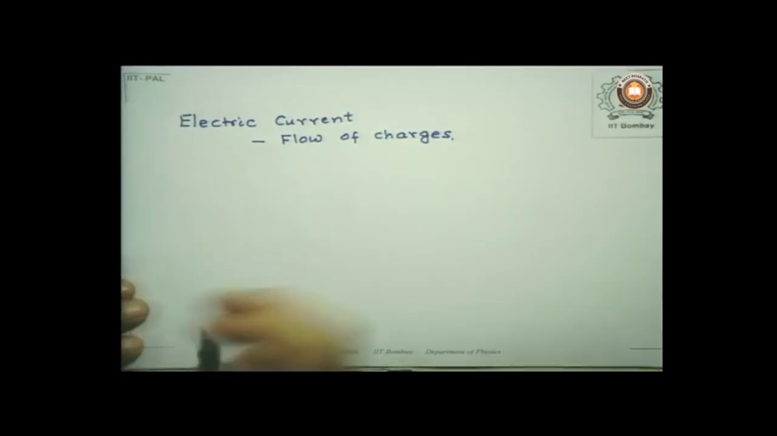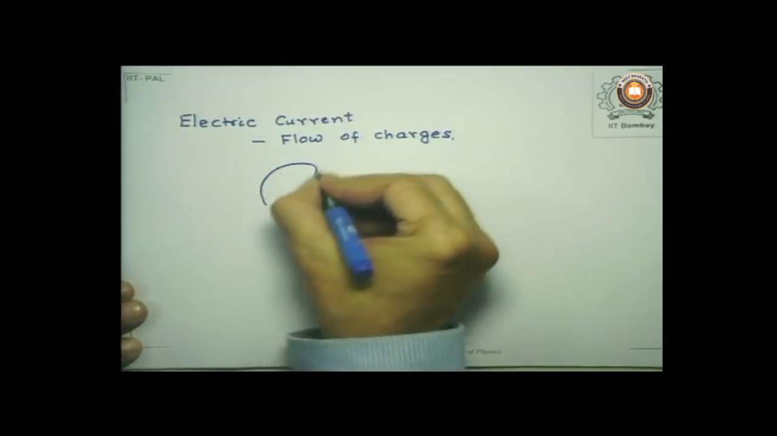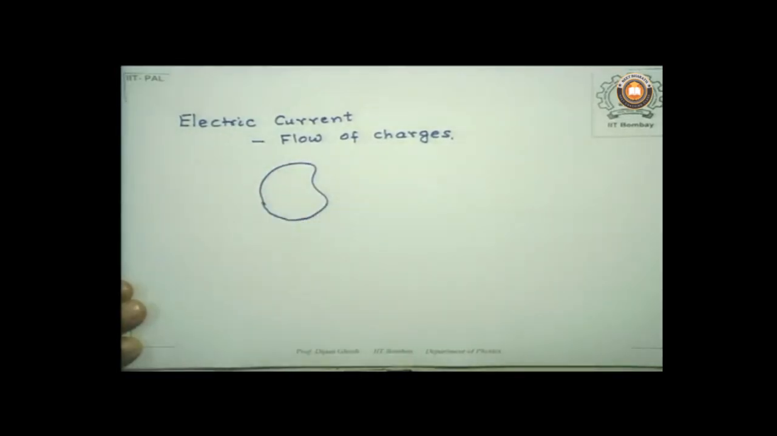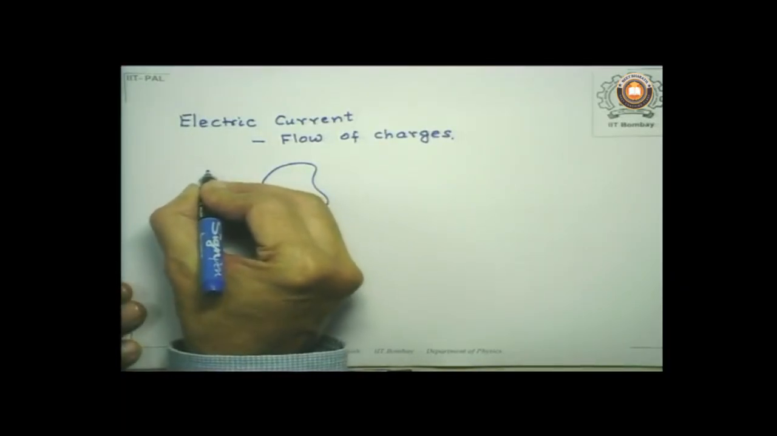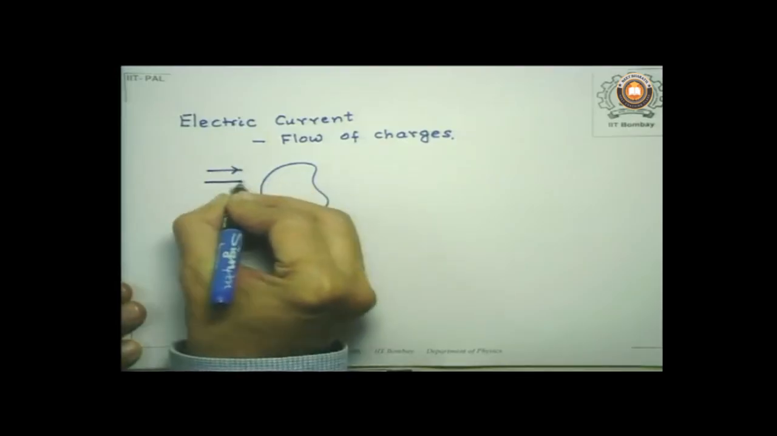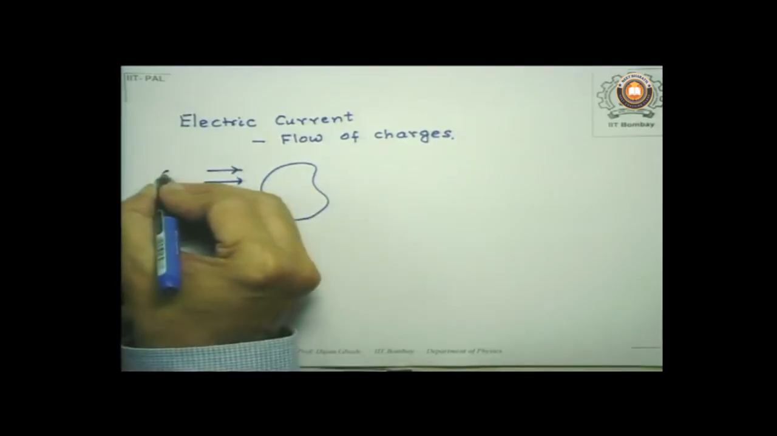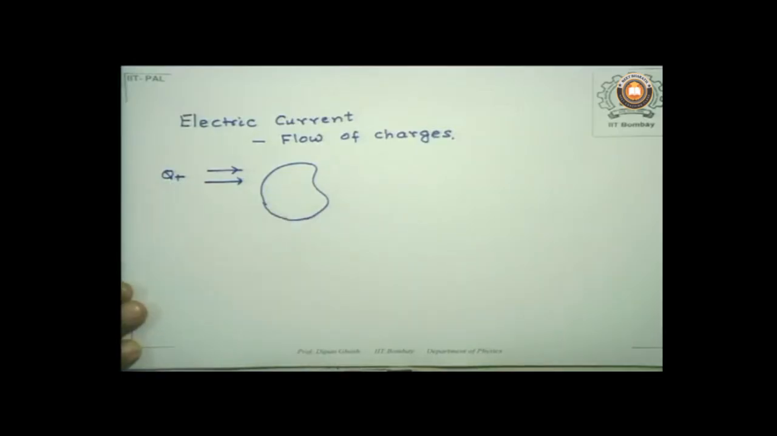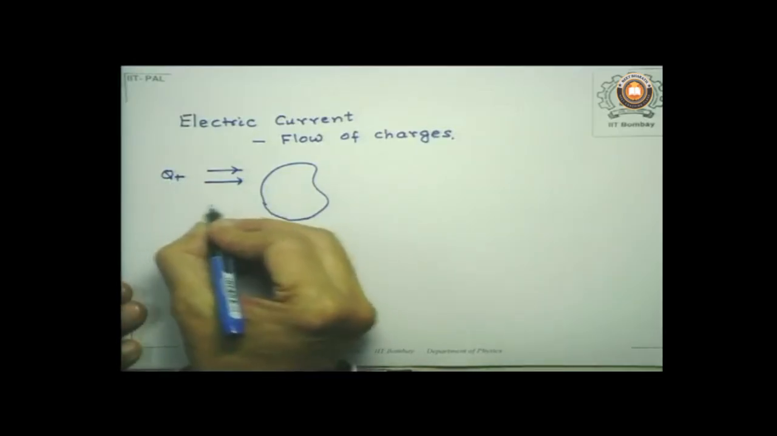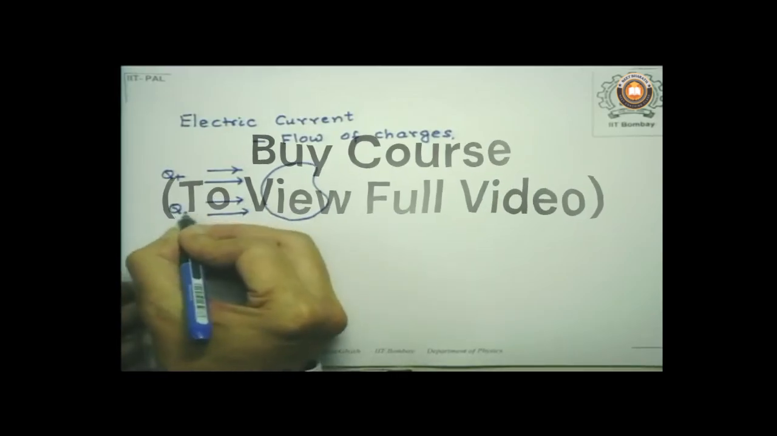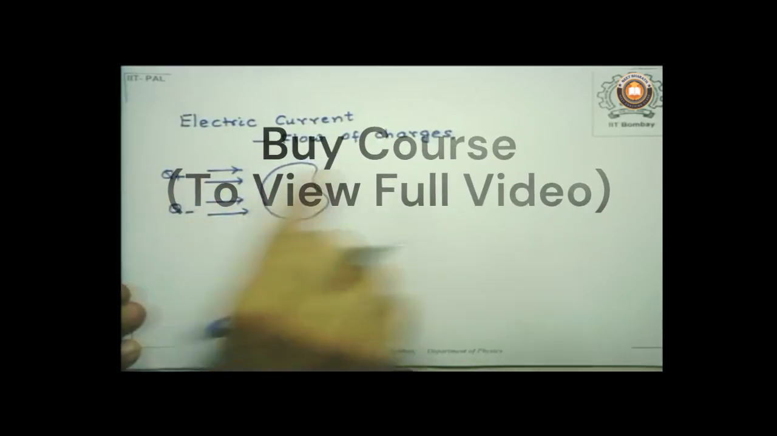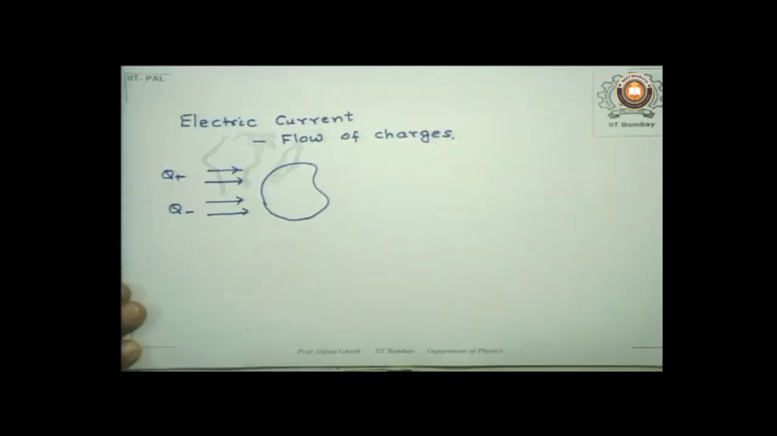Let me say that I have an arbitrary surface, some area, it does not matter, and suppose I have charges, let us say positive charges, which I will call Q plus, and a group of negative charges, Q minus, and they are passing through this surface.